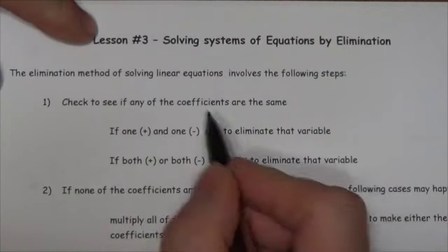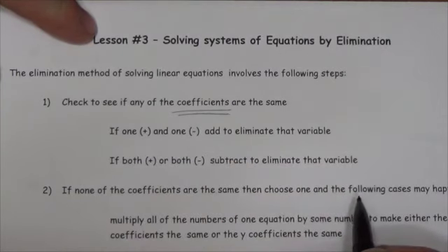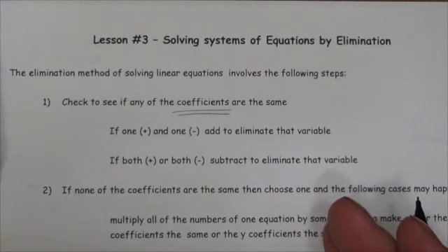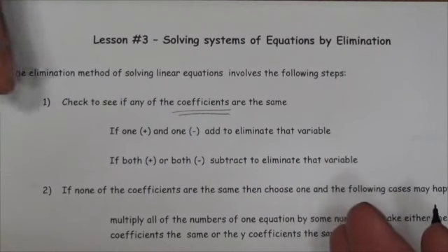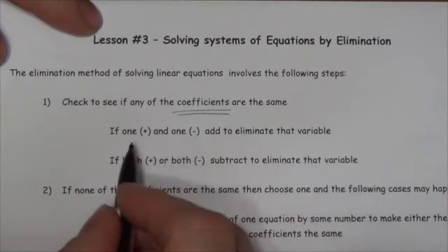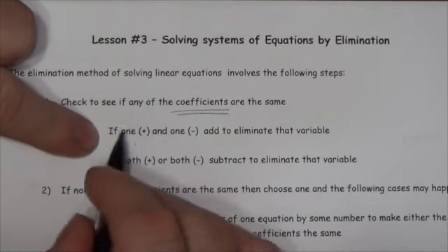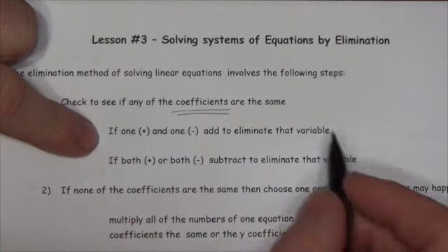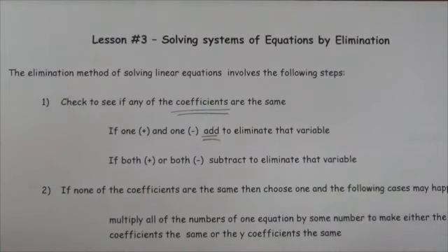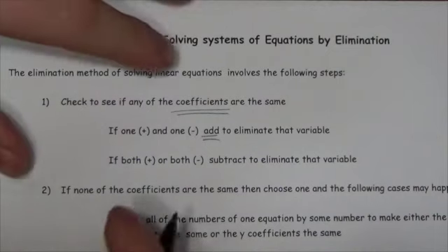And to do that, we need to make sure that the coefficients are the same. So you're looking for, initially, between the two equations, one of the variables that has a shared coefficient. Now, if one of the coefficients is positive and the other one is negative, then we're going to add to eliminate that variable. Just think of it like this: if you had a -2 and a +2, you'd add them together. -2 plus +2 is 0. That would eliminate that variable.